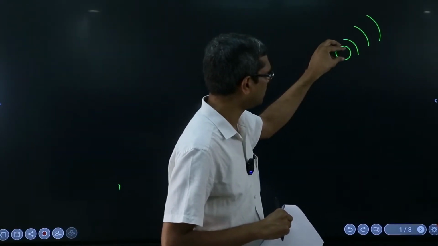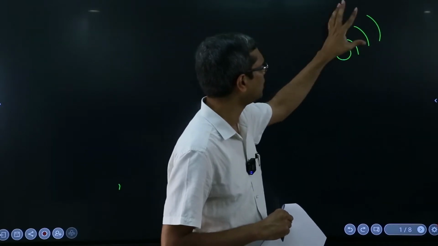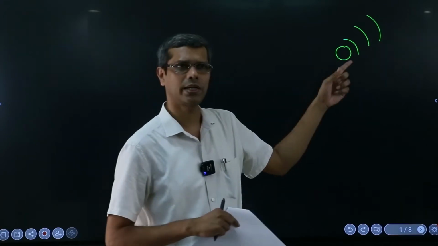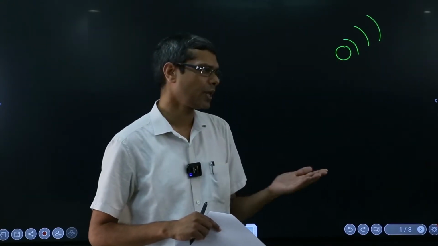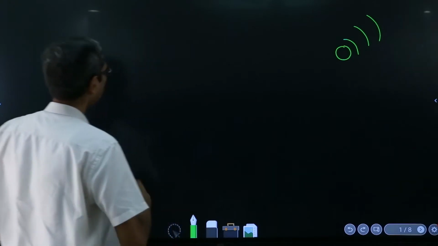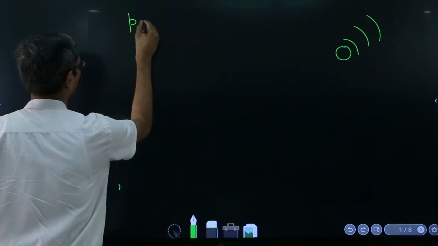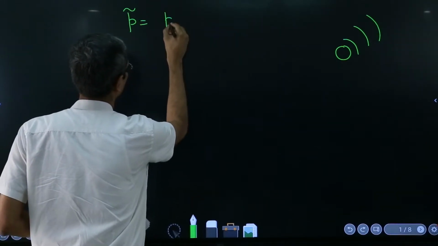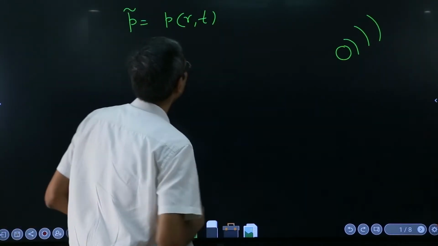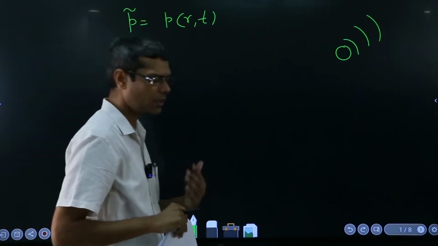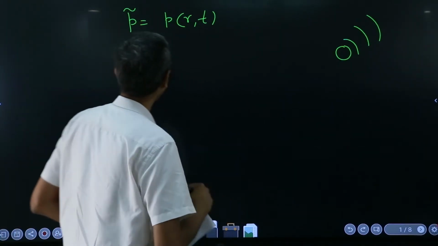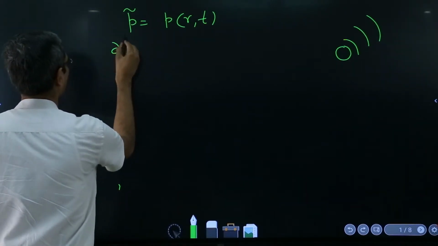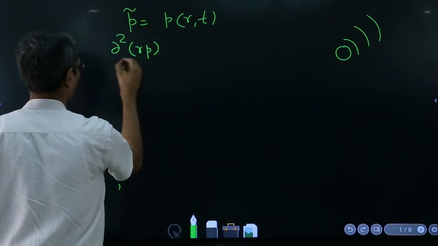So this region in space is capable of transferring energy, and we said that because it's spherically symmetric, the theta and phi dependencies are not there. So the pressure which it will produce will obviously be a function of only r and t, and then we wrote the spherical Laplacian form, and from there we came down to this equation.